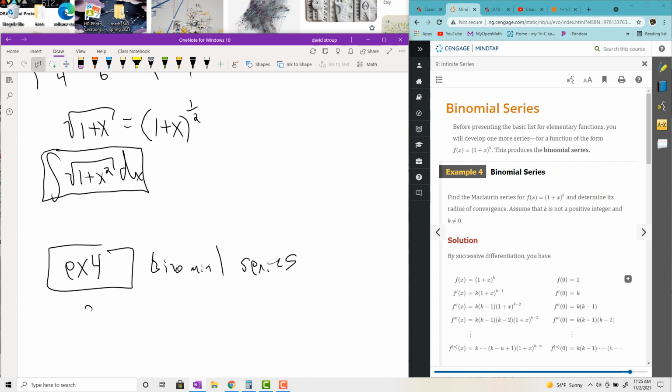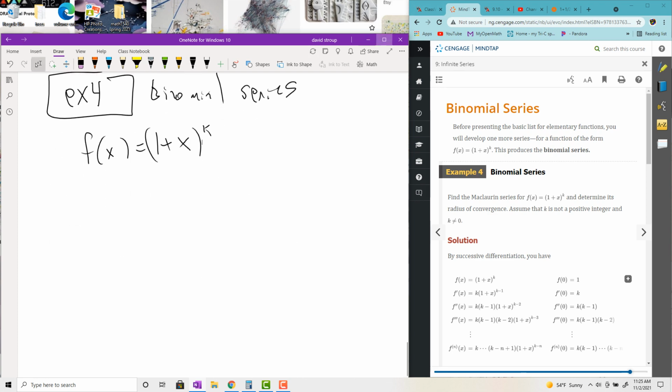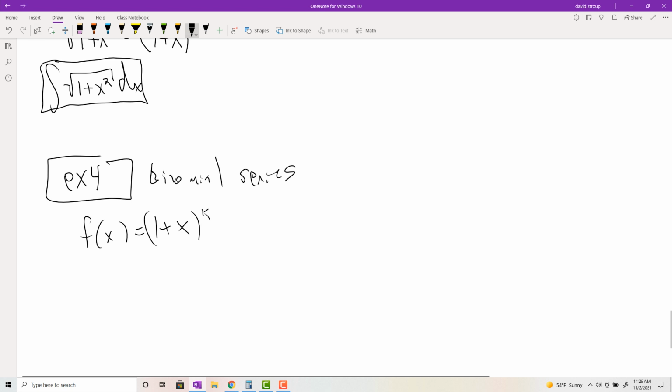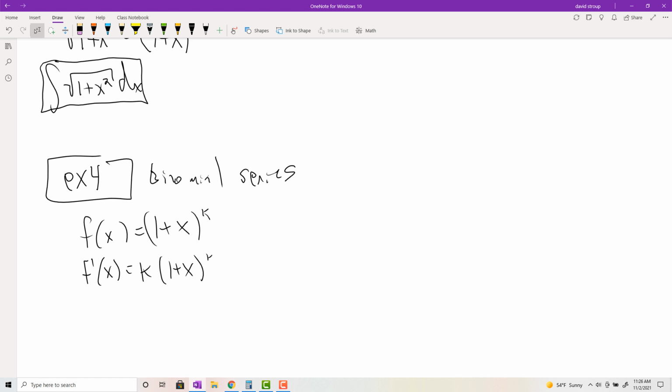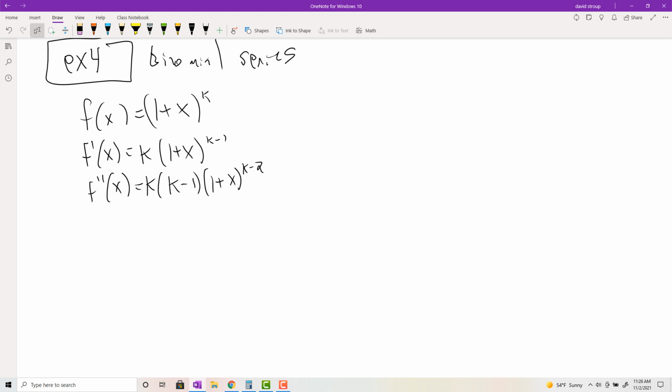And so we look at, just in general, f(x) = (1 + x)^k. And then we're going to take a bunch of derivatives and get a general formula for it. And we want it centered at 0. So anyways, f'(x) is going to be k(1 + x)^(k-1). Let me give myself some room. f''(x). I just need enough to be able to identify a pattern. Okay, I think that's good enough.